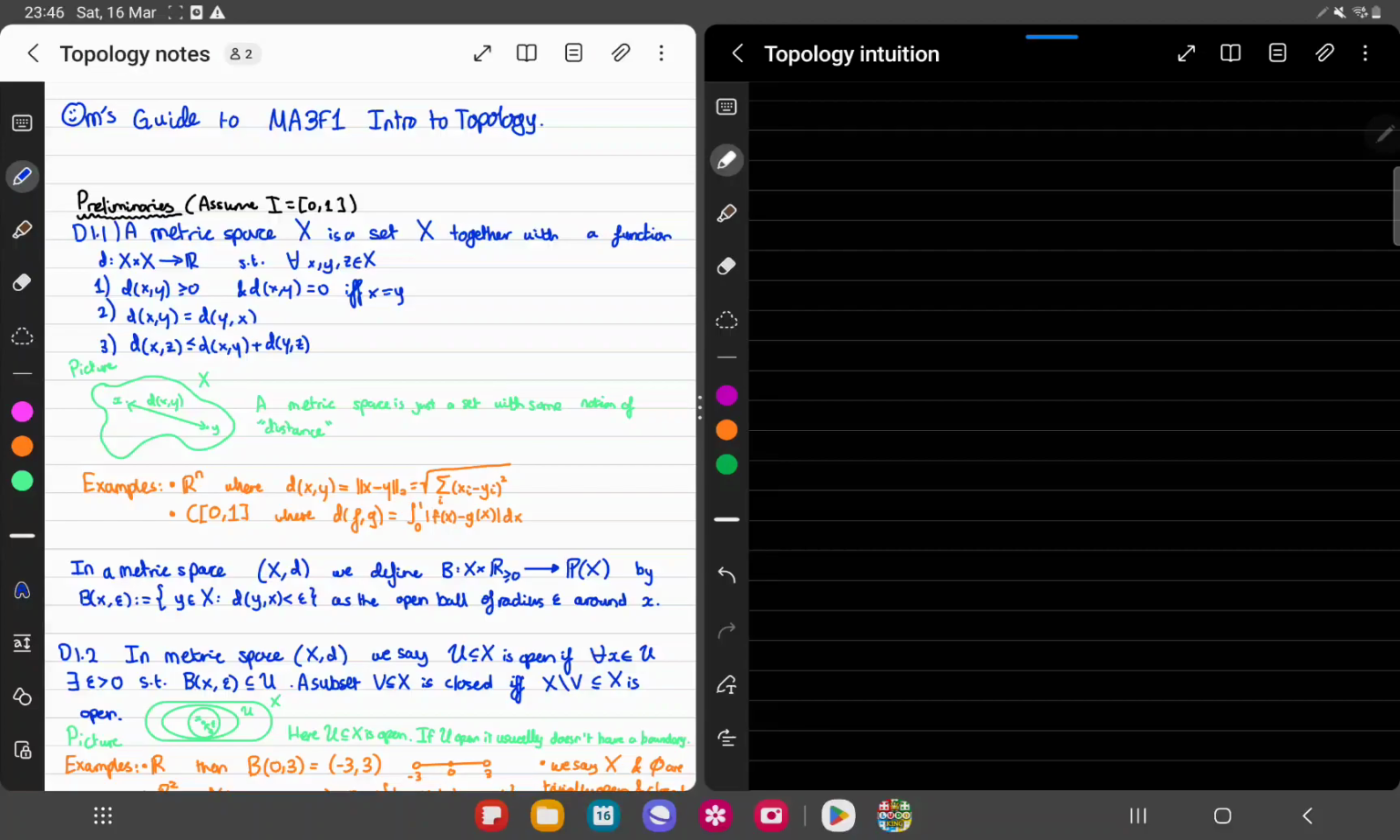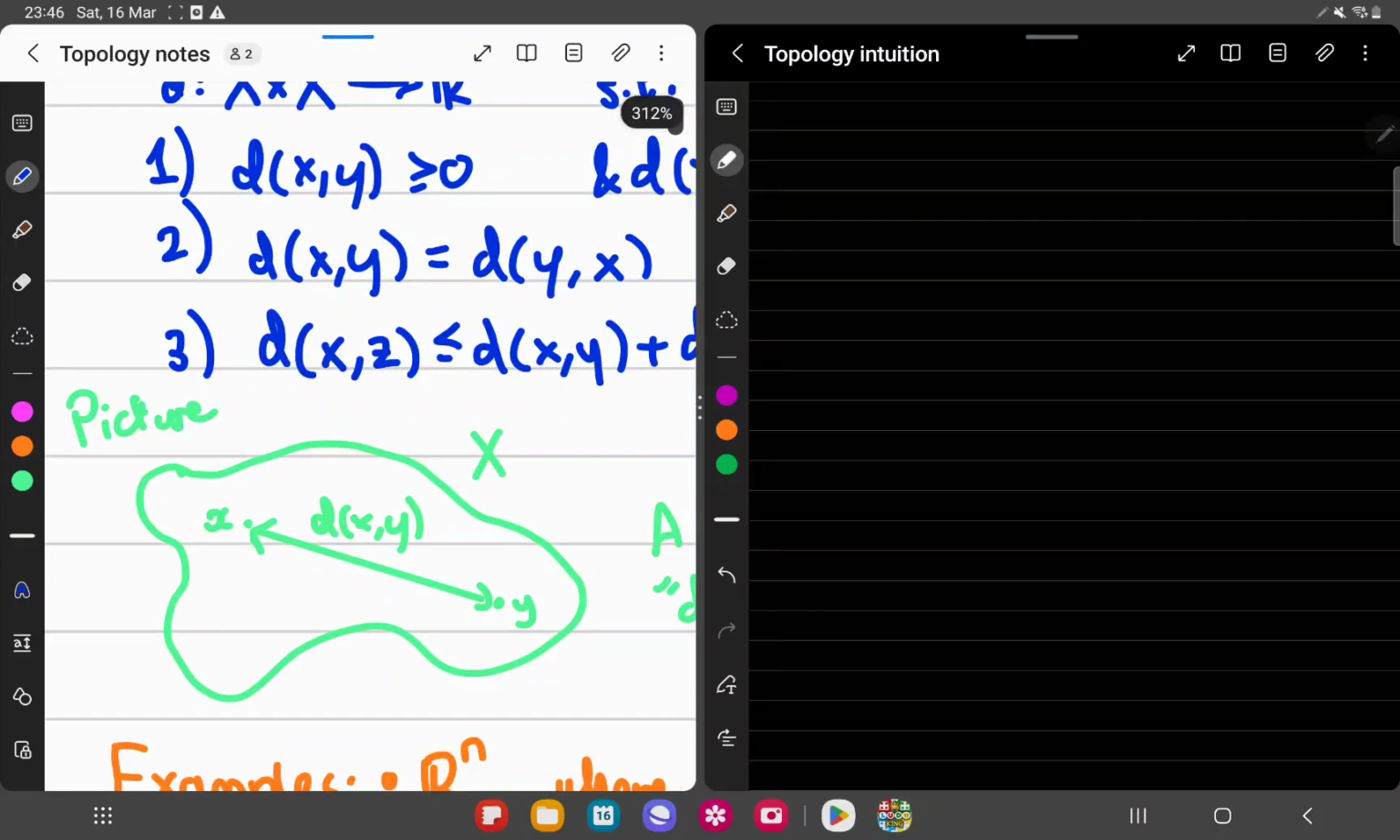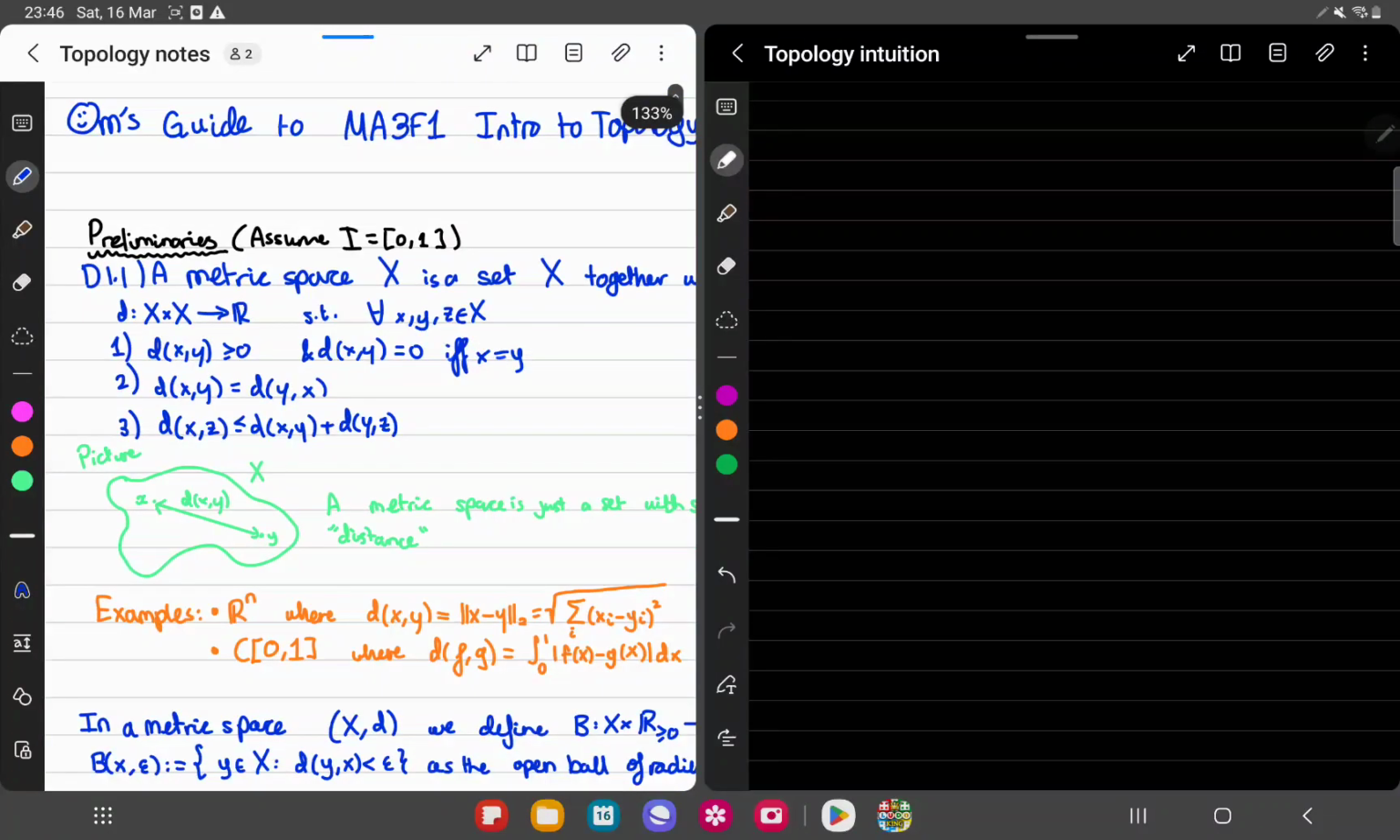Definition 1.1. A metric space is a set X with a function that satisfies these three properties. And I drew a little picture down here about what this is supposed to mean. So you have some space X, right? And you take any two points, you can establish a distance function between them, so d(x, y). The three properties are just the sort of things you'd expect a distance function to have.